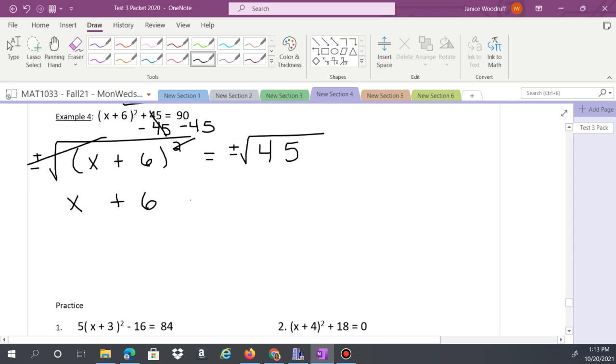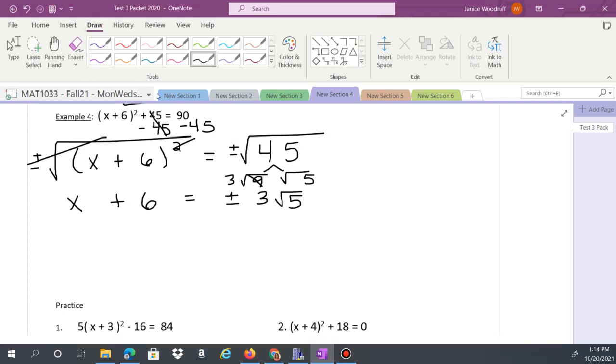Now this one is a little different. I can't take the square root of 45. Well, I can, but it's not a perfect square. So I can bring that down, but I want to simplify it. Remember how to simplify radicals. What's a perfect square that goes into 45? Think about our factors. 9, yeah, 9 times 5 is 45. Square root of 9 is 3. So this is going to be plus or minus 3 root 5.